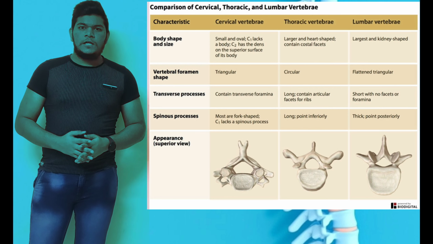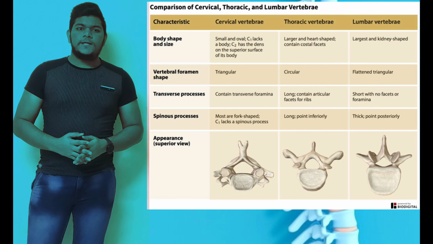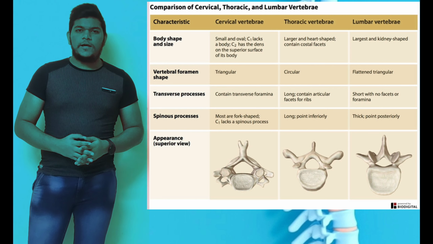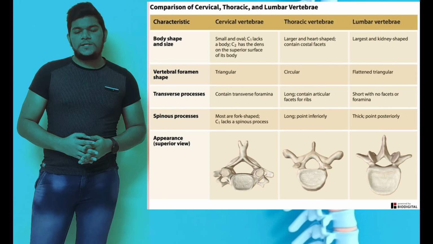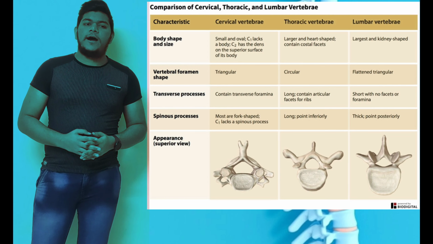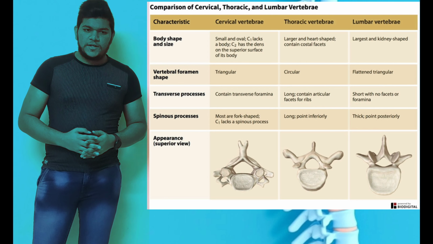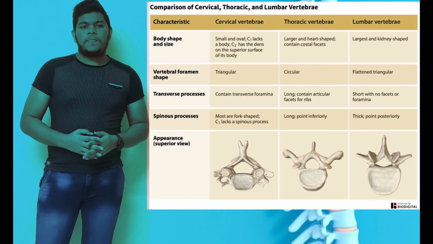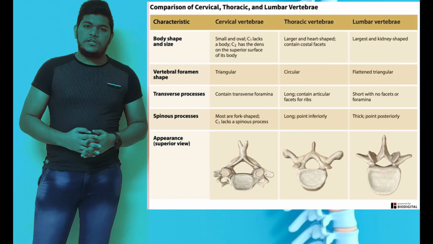So the first is shape and size of the body. In cervical vertebrae, it is small and oval. C1 lacks a body and C2 has a dens on the superior surface of its body. In thoracic vertebrae, it is larger and heart-shaped and contains costal facets. In the lumbar vertebrae, it is largest and kidney-shaped.